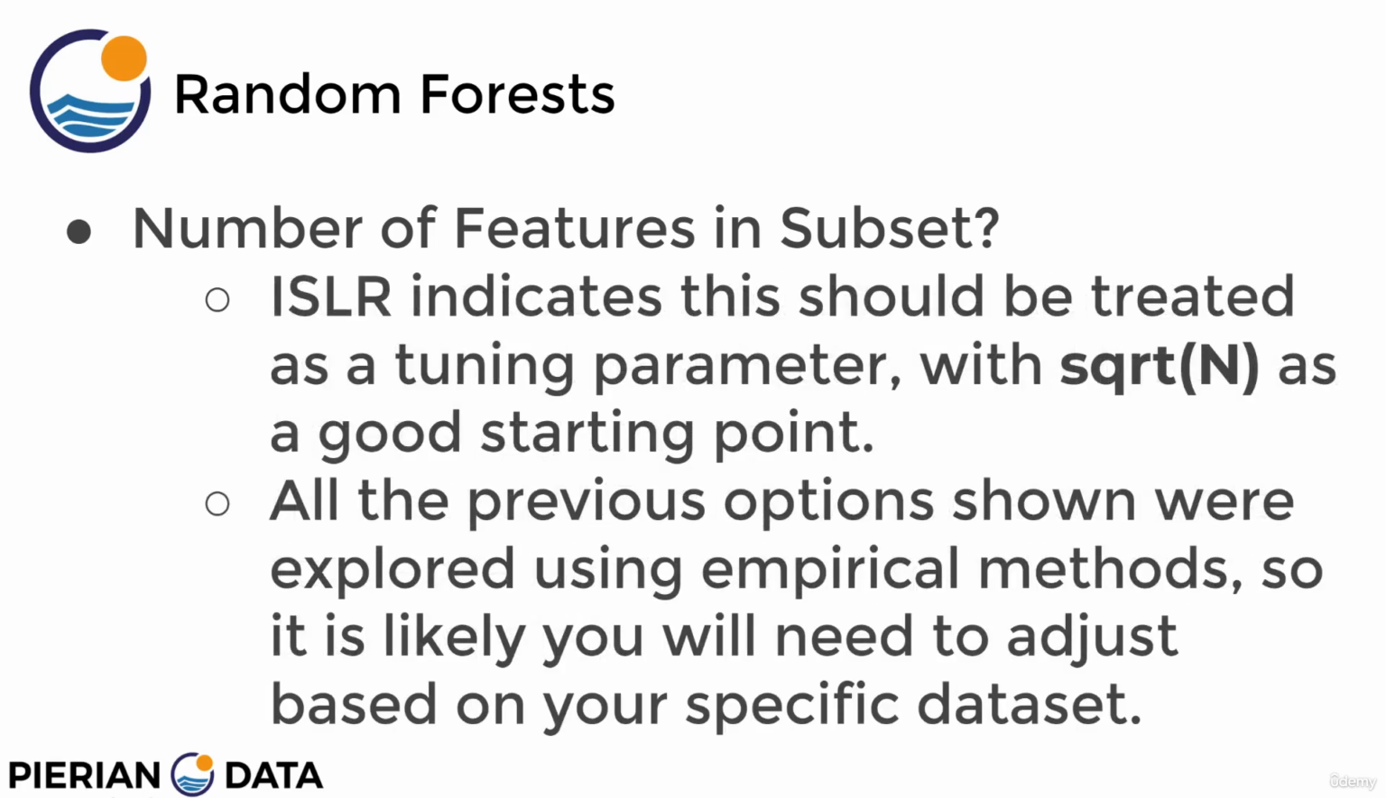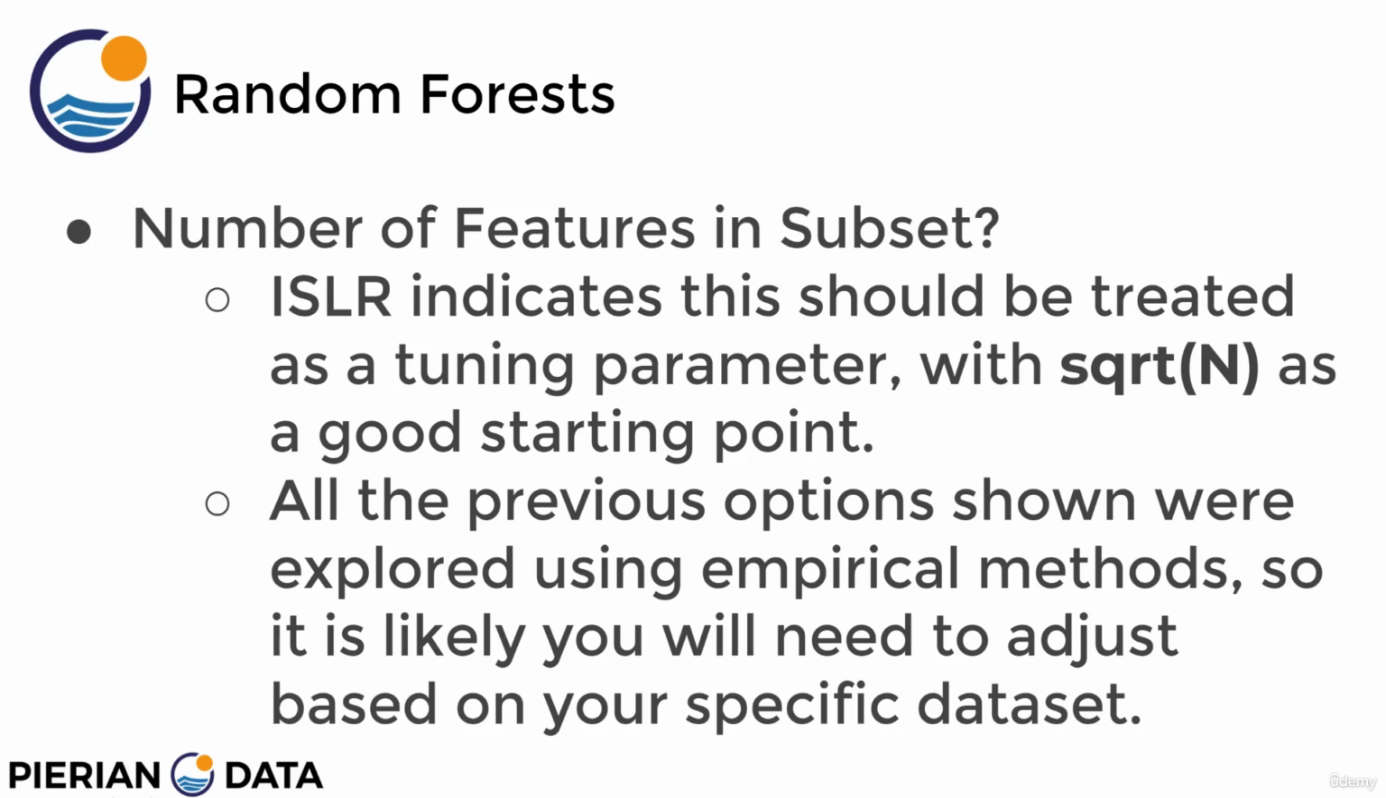Now, we should also note, Introduction to Statistical Learning, that is ISLR, indicates this should actually be treated as a tuning parameter, where you start with square root of n as a good starting point, and eventually do a grid search for a little bit less than square root of n or a little bit more than square root of n. As all the previous options shown were explored using empirical methods, it's extremely likely you're going to need to adjust based off your specific data set. That is to say, things like log base 2 of n plus 1 or square root of n or n divided by 3, those were all just explored through empirical methods, meaning they're not a set in stone convention that you shouldn't stray away from.